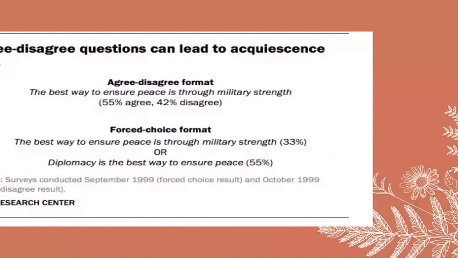Okay. Another thing to look out for is that sometimes if you give people only a few options, they're sort of forced to choose one, and their actual thoughts might be somewhere in between. In this one, the question was, the best way to ensure peace is through military strength. Again, this is from 1999, so it was a hot topic at the time. You'll notice 55% versus 42%. So they could either agree or disagree. Or in this forced-choice one, the best way to ensure peace is through military strength, or diplomacy is the best way to ensure peace.